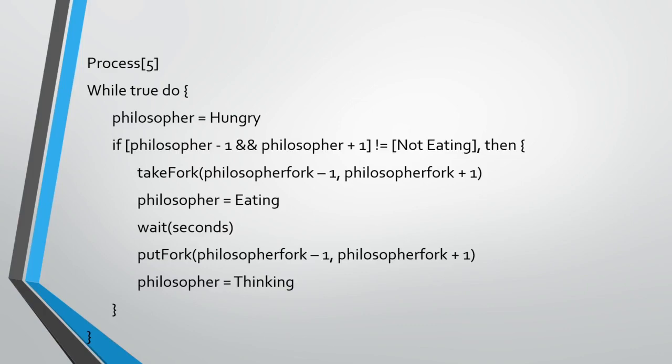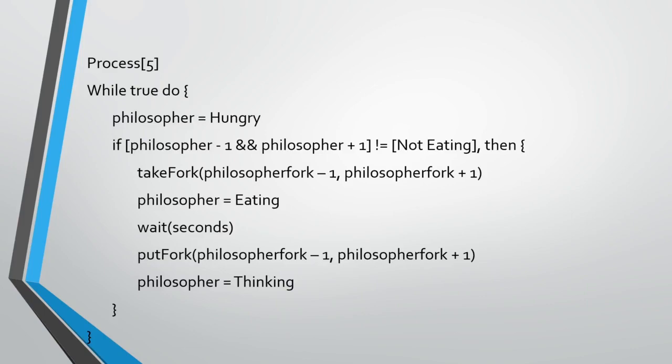Process is 5, while true, the philosopher is hungry. If the philosopher on its left and the philosopher on its right are not eating, then take the fork on the left and on the philosopher's right. And then the philosopher would start eating for a few seconds, and then they would put the fork on the left and the fork on the right down. And then the philosopher would think. And then this process would continue perpetually. Now, this is basically the pseudocode.